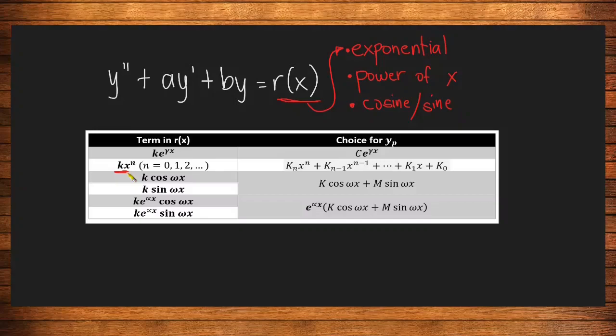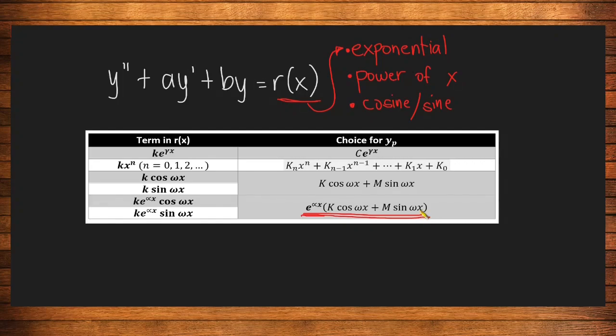So, yung magiging choice for y sub p natin will be of this form then. Okay? And if our r of x contains the trigonometric terms cosine or sine, so ito naman yung magiging choice for our y sub p. And then lastly, if our r of x contains terms that has this form, then ito naman yung magiging choice natin for our y sub p.